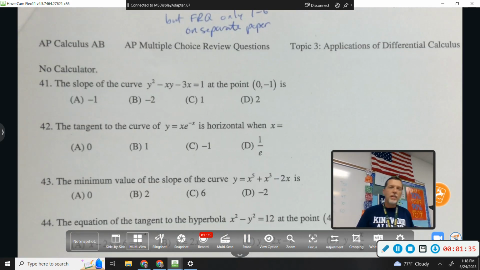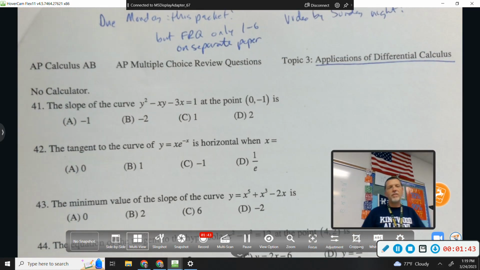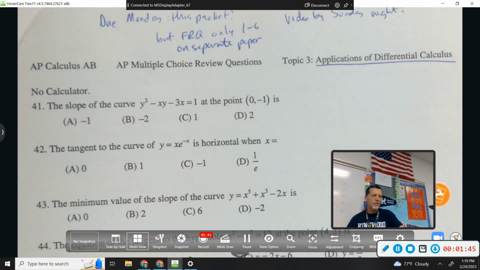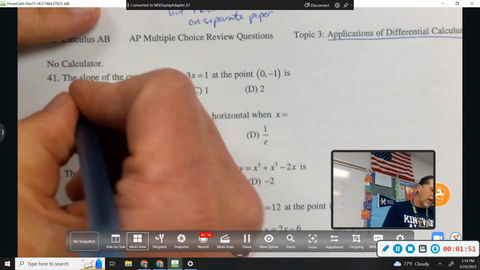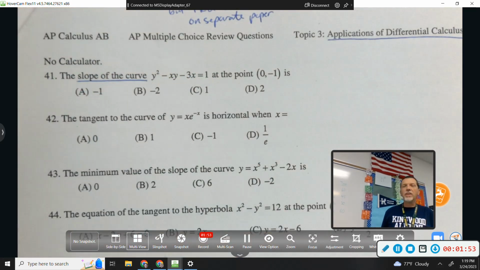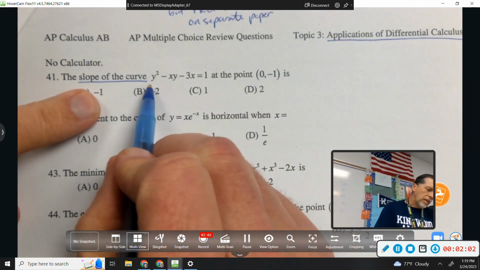All right. Finally, let's get to multiple choice topic 3, applications of differential calculus. So applications of derivatives. A lot of this is the same thing we did on worksheet 1 and 2. They've just worded it differently. So instead of saying find the derivative, they say find the slope of the curve. And so you know that slope means derivative. So we'll find the derivative, plug in the point, and be done.